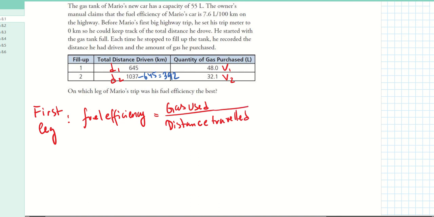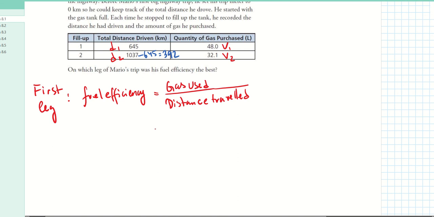Okay, so that's what we need to know in order to solve this question. So for the first leg, let's plug in the values for the gas used. We know that we've used 48.0 liters. That's the volume that we used. So 48.0 liters over the 645 kilometers.